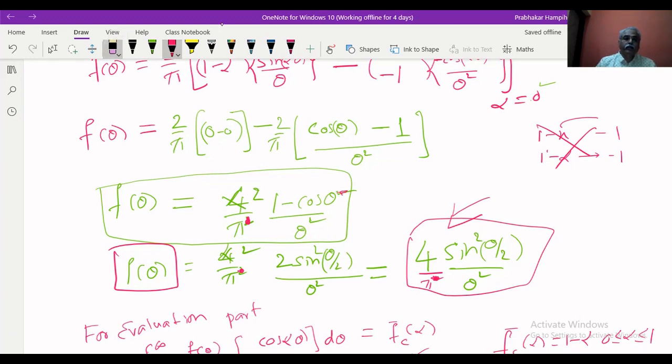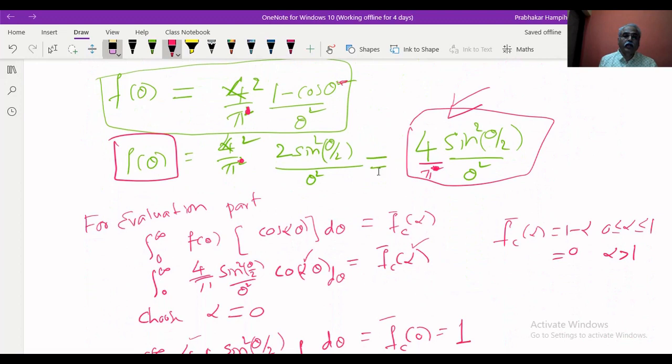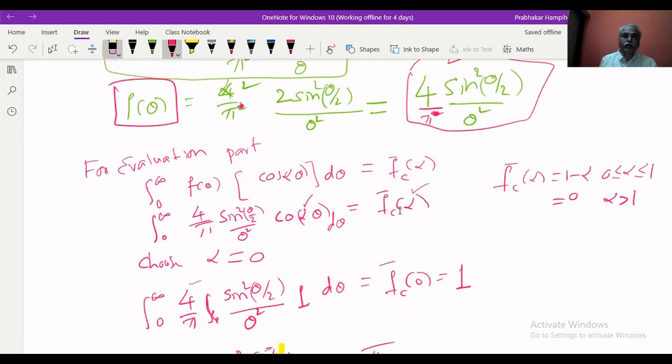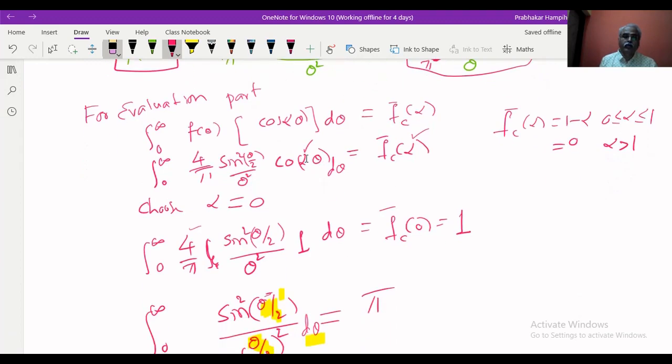Okay, this part is simply theta part. Now, after finding this part, we are finding the evaluation part. For the evaluation part, in this 0 to infinity f of theta cos alpha theta d theta, put the value of the latest, 4 by pi sin square theta by 2 by theta square. Then you choose judiciously alpha equal to 0. This becomes 1 because of the definition; alpha equal to 0, and cos 0 is 1.